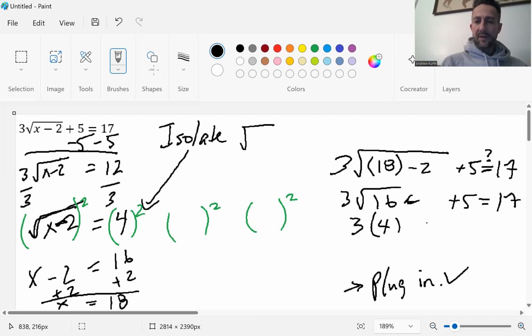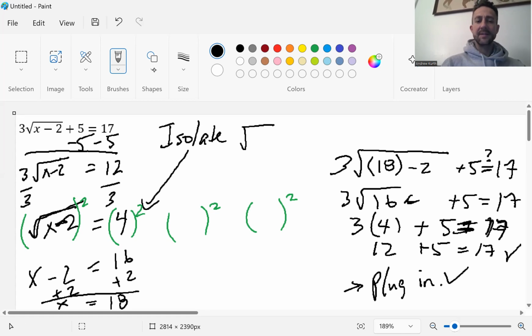3 in front, which is going to get multiplied by, and add 5, then equals 17. And we're asking ourselves, is that true? Does that equal 17? 3 times 4 is 12. Plus 5 equals 17. Yes, it does. And now we can say x equals 18 is a good solution here for this solving radical equations.